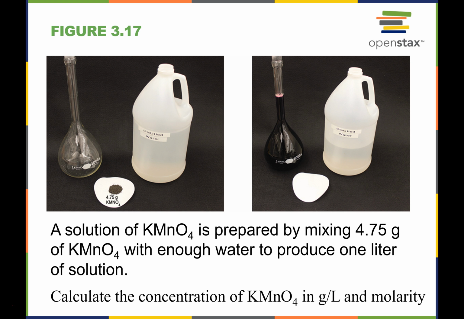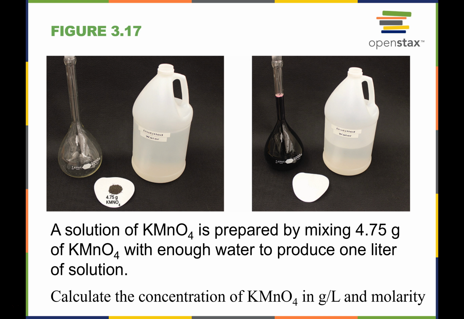So, grams per liter, it's 4.75, isn't it? Okay, so the first one, grams per liter. I go, 4.75 grams per 1,000 milliliters. You guys would tell me 1,000 milliliters is 1 liter.